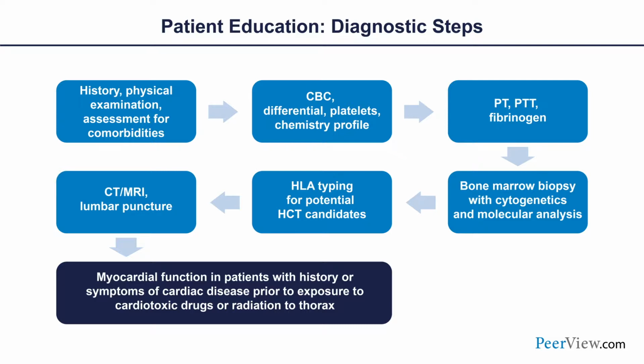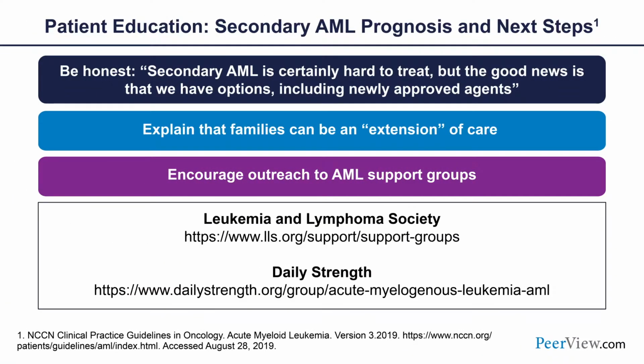And then if the patient ends up being a candidate for transplant, we'll also do HLA typing and go ahead and start that process. First and foremost, we like to be honest with our patients. We like to let them know that AML is a hard-to-treat, challenging disease, and secondary AML is certainly hard to treat, but the good news is that we have options, including newly approved agents. So we like to talk about those with them and their family together. Families are important extensions of care and a big part of support groups.